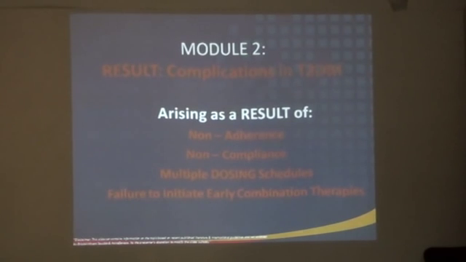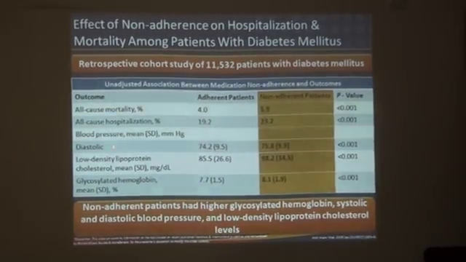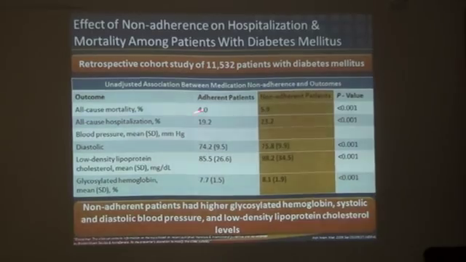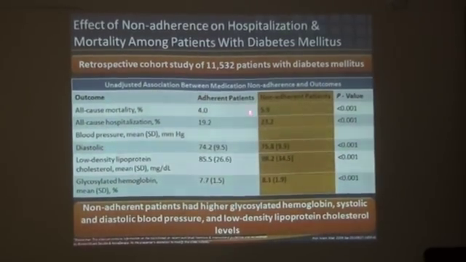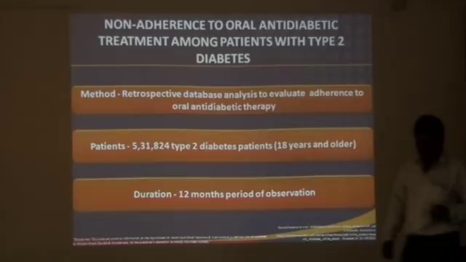So what is the outcome? The outcome of this is complication. If patients are not adherent, are non-compliant, and do not control their blood sugars, you have complications, and that is what we worry about. This is a slide which shows that if the patients are adherent, their mortality is less than in non-adherent patients. Anything you look at, all-cause hospitalization, blood pressure, diastolic, LDL, glycated hemoglobin, is better in compliant patients than in non-compliant patients. So all the parameters are better.